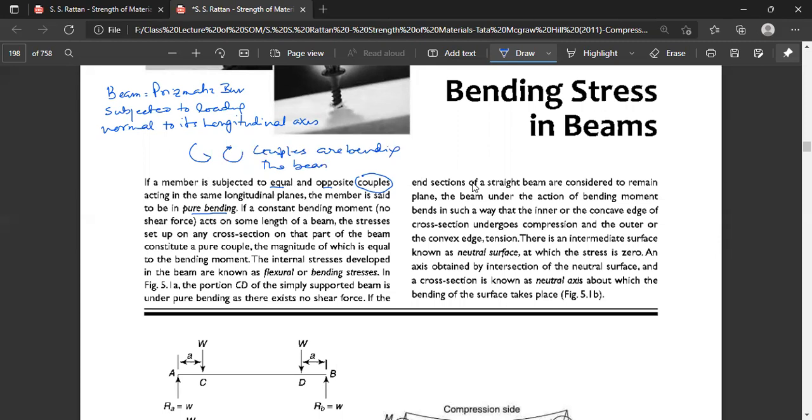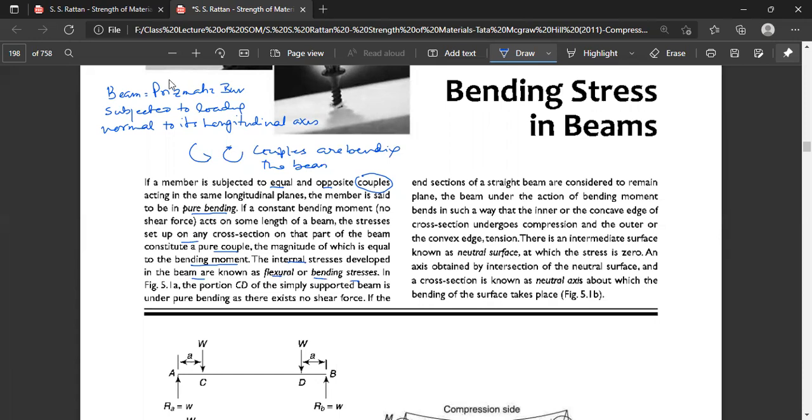If a constant bending moment and no shear force acts on some length of the beam, the stresses set up on any section on that part of the beam constitute a pure couple, the magnitude of which is equal to the bending moment. This couple is equal to the bending moment, which is creating the stresses in the beam. The internal stresses developed in the beam are known as flexural or bending stresses.